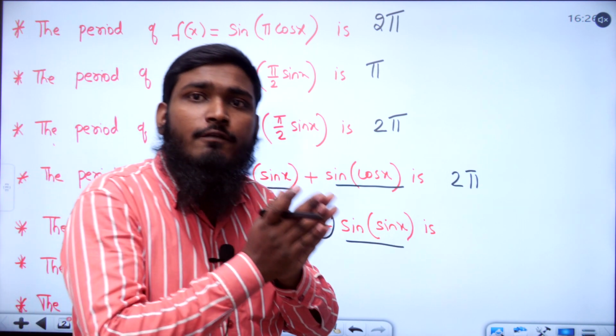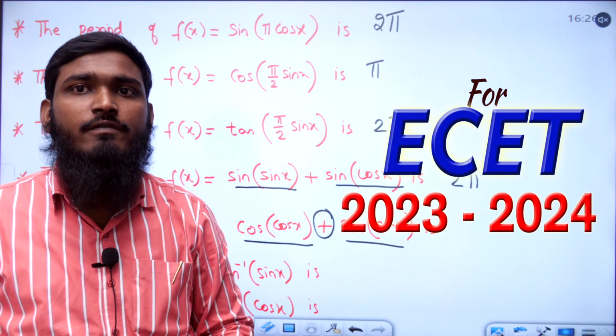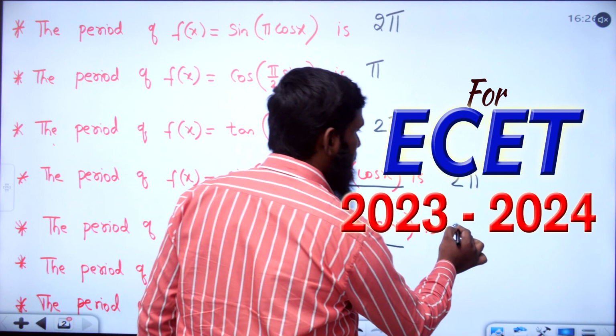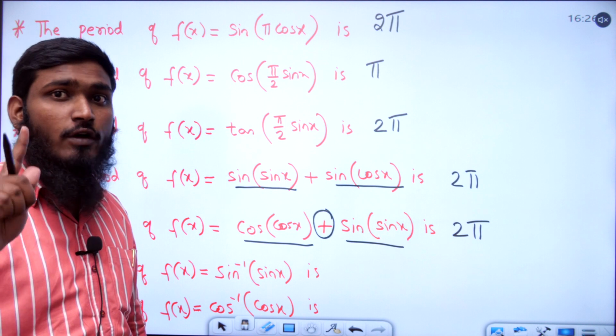Now whenever we have one function with sine as the outside function and another function with cos as the outside function, what do we write as the answer? We write the answer as 2 pi. Okay, we have to go for the sine function.